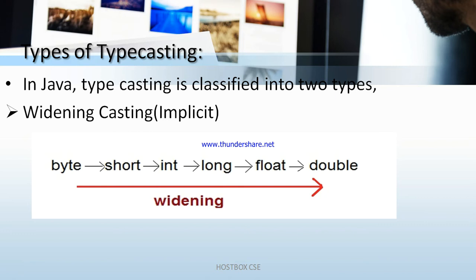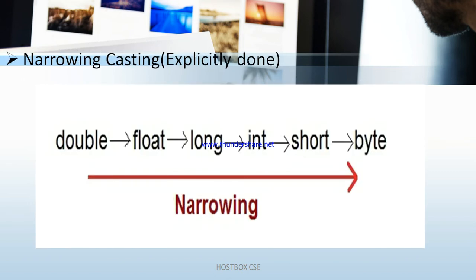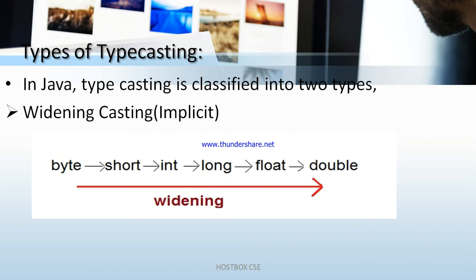Under types of typecasting, there are two types. One is called widening casting, or as we can say implicit. Another one is called explicit. So let's see the first one. If you want to understand this one, you have to remember this key diagram. Here you go from byte upward, that is converting the lower type to the higher type. That's the important definition of typecasting.